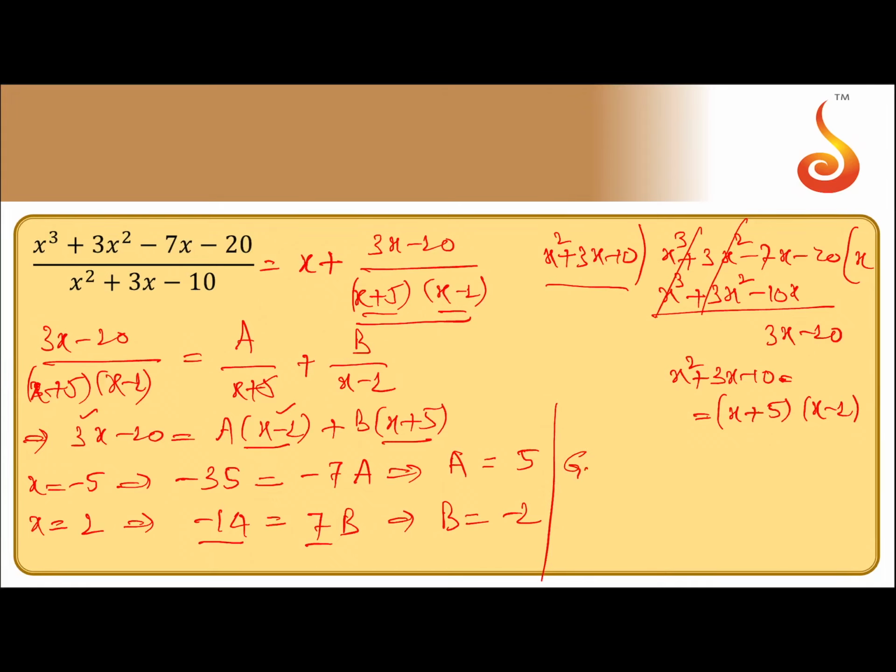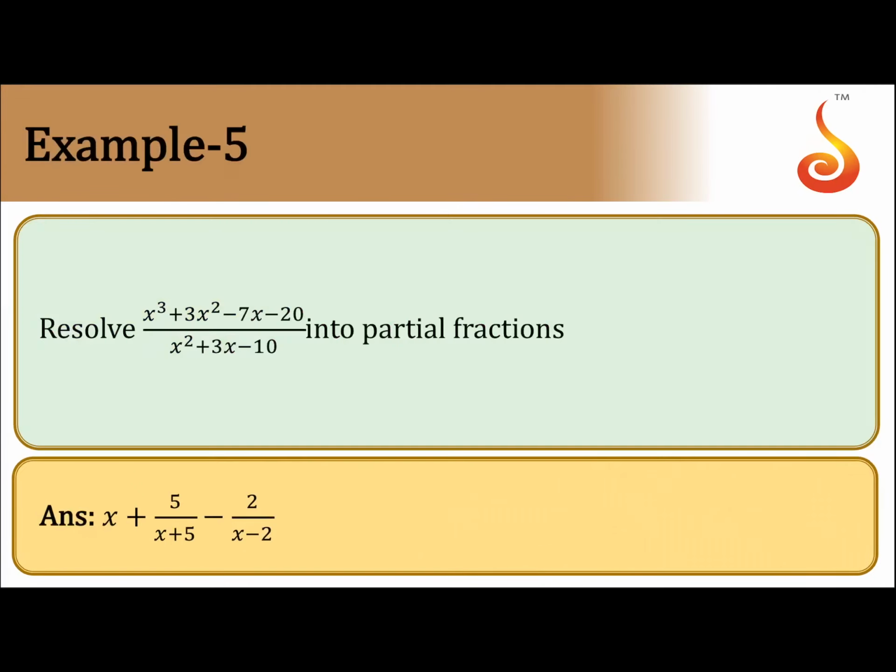the given fraction equals x plus A, which is 5, so 5 divided by x plus 5, plus B, minus 2 divided by x minus 2. So x plus 5 by x plus 5 minus 2 by x minus 2. As I told you, we shall now proceed with the objective technique.